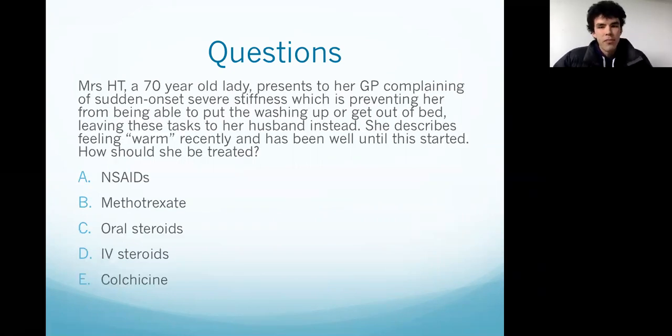Okay, Mrs. HT is a 70-year-old lady who comes to a GP with sudden onset stiffness, stopping her from getting out of bed and doing the washing up. So she's leaving these tasks to her husband instead. She describes feeling a bit warm recently and she's been well until just now. So how should she be treated?